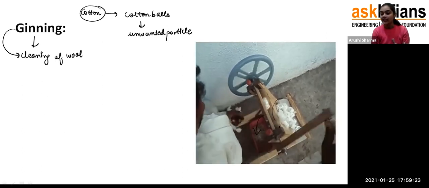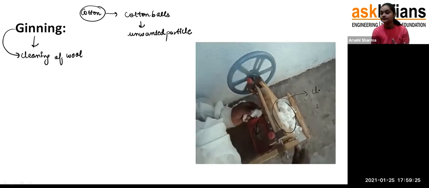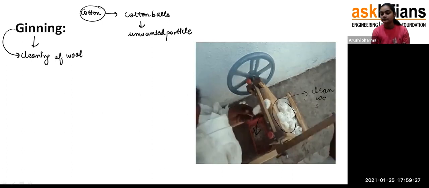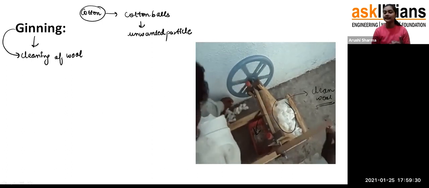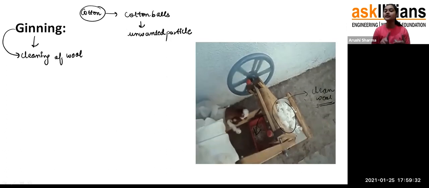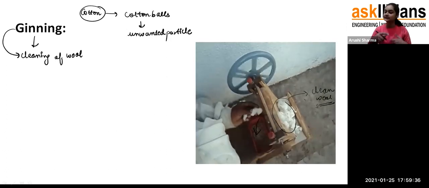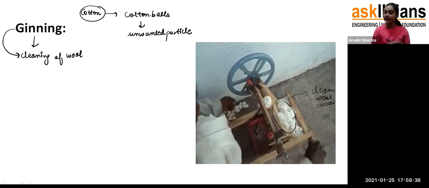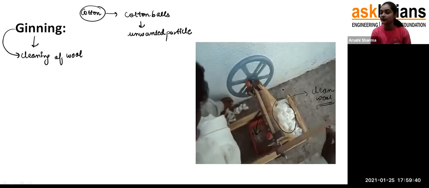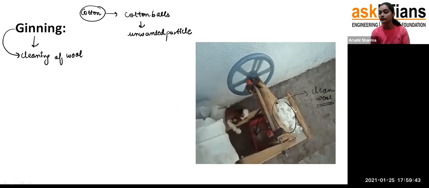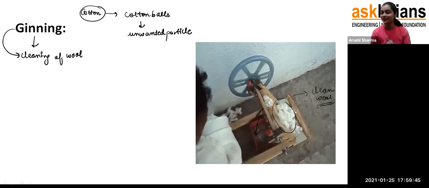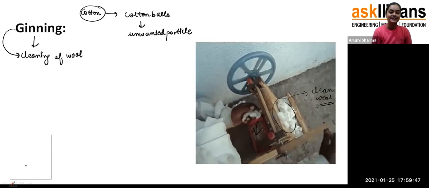And here, see, here we are getting the clean wool. Clean wool, okay. That means now this wool doesn't contain any unwanted particles. So this is the process we call ginning. As you can see here, you can observe very clearly that he is putting the cotton here. Oh my god, I have written it as wool.